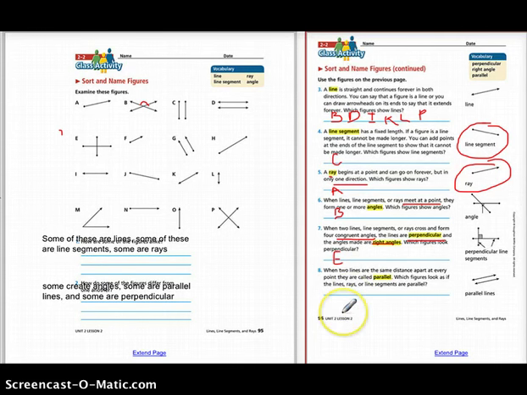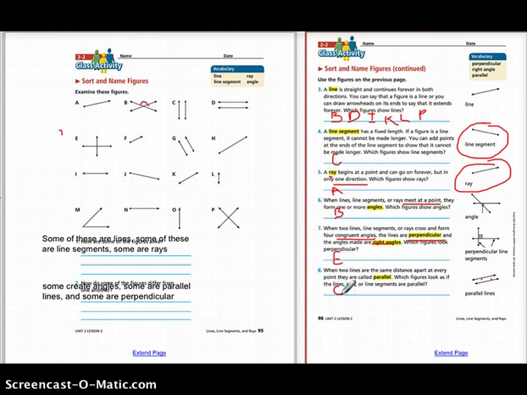And number 8, when two lines are the same distance apart at every point, they are called parallel. Which figures look as if the lines, rays, or line segments are parallel? Okay, so they have to be the same distance apart at every spot. So I know C is parallel.